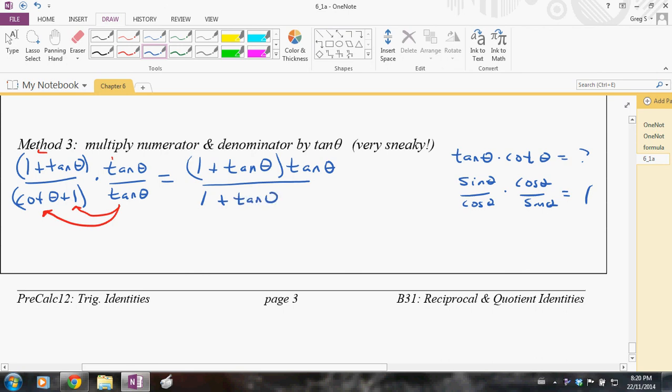And now you'll see why I really didn't want to multiply that numerator out, because I want to keep that as a nice 1 plus tan. So really sneaky. I like that, sneaky, but it works, doesn't it? So if you can see method 3 in these questions, you are definitely a high flyer in terms of simplifying these things using the quotient and reciprocal identities.